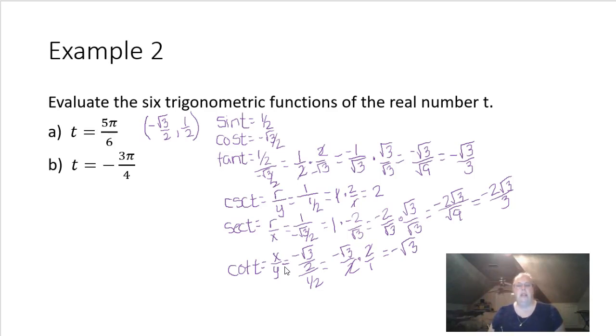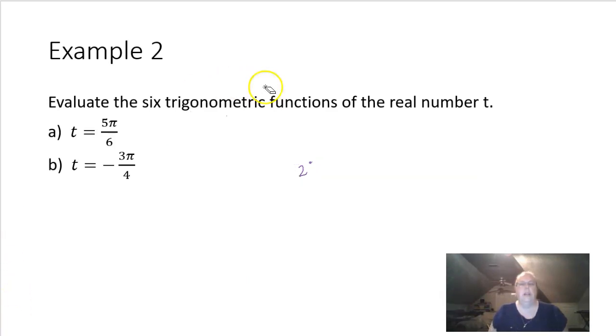Okay, now I'm going to need to erase all this to work with part B and make room for it. All right, and now on to part B. In part B, we are going to find all of the trigonometric functions for t is equal to negative 3 pi over 4. Now, if you look on the unit circle, at negative 3 pi over 4, the coordinates are negative square root of 2 over 2 and negative square root of 2 over 2. All right, so our sine of t is going to be negative square root of 2 over 2. Our cosine for t is also going to be negative square root of 2 over 2.